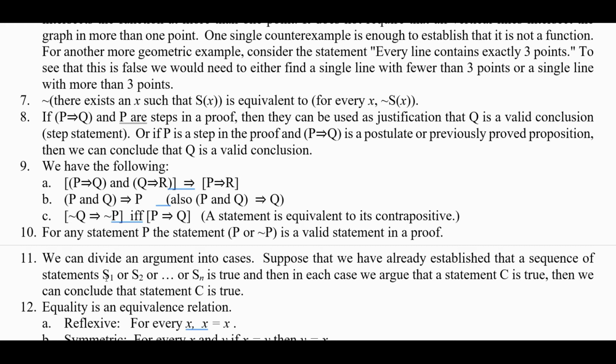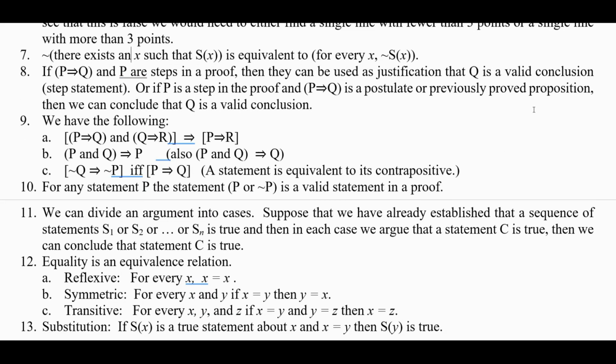For any statement P, the statement P or not P is certainly a valid statement. And that allows us to divide an argument up into cases too. Suppose we've already established that a sequence of statements S1 or S2 or up to Sn is true, and then in each case we argue that a statement C is true, then we conclude that the statement C is true. So if you can prove it in every single case, you've got it covered.